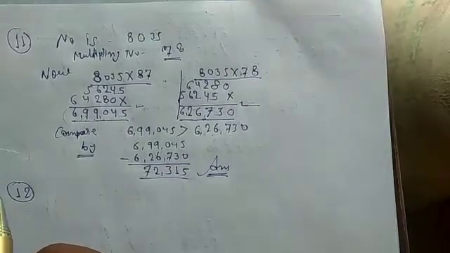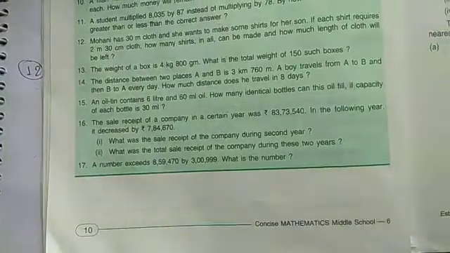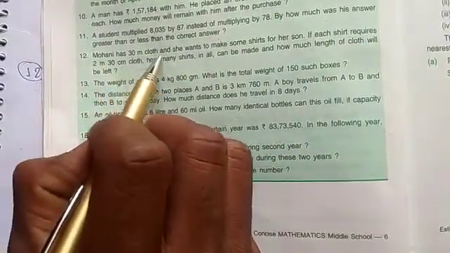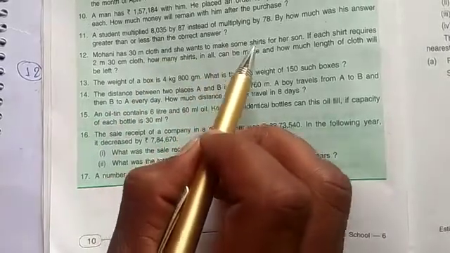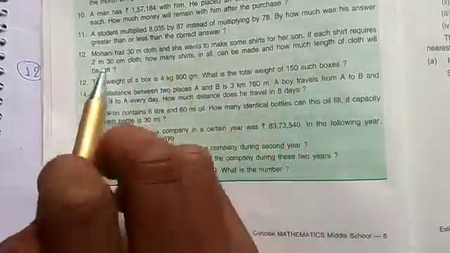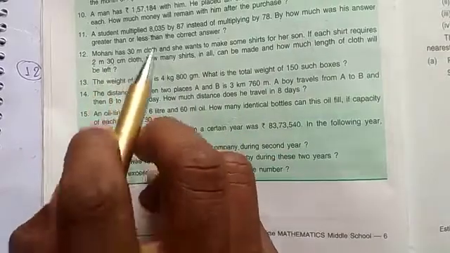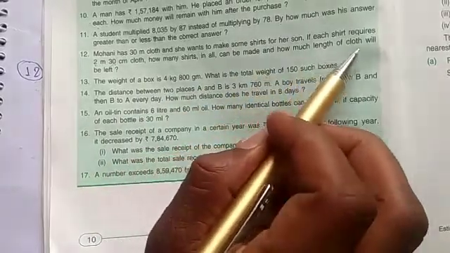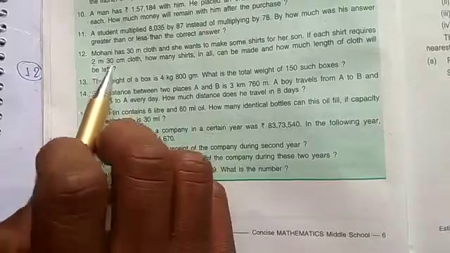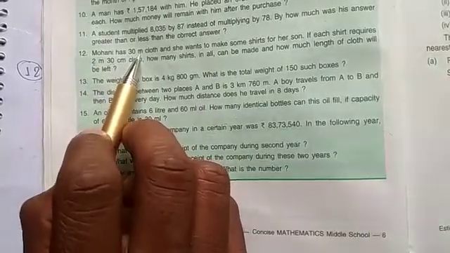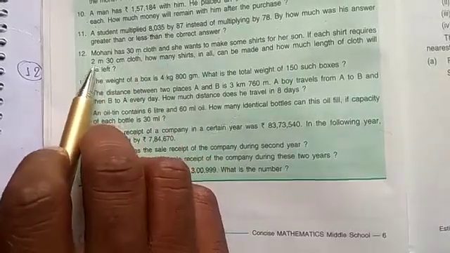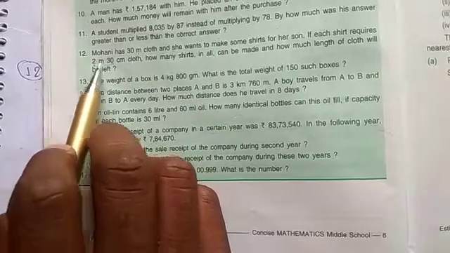Our 12th question is, Mohini has 30-meter cloth and she wants to make some shirts for her son. If each shirt requires 2 meter 30 centimeter of cloth, how many shirts in all can be made and how much length of cloth will be left? Total cloth she has is 30 meters and she has to make the shirts. One shirt requires 2 meter 30 centimeter of cloth.